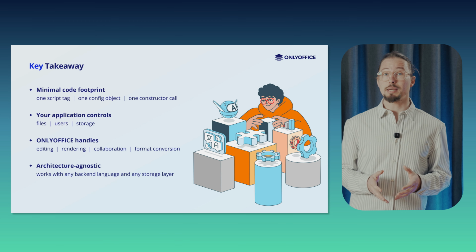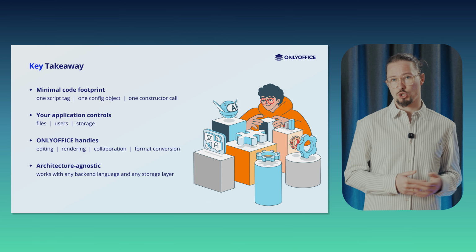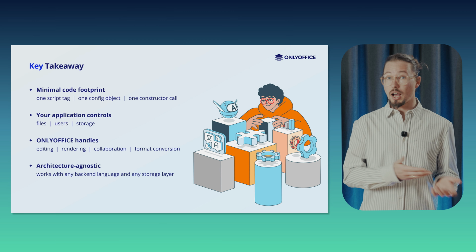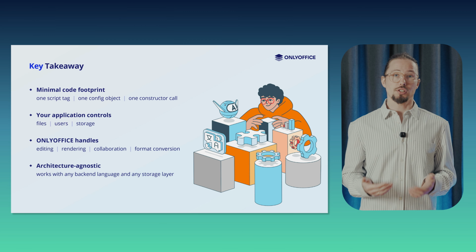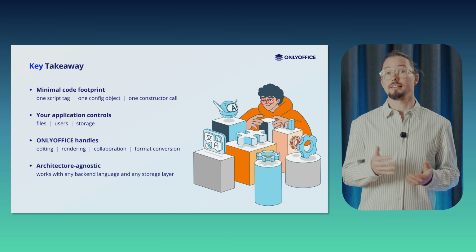Now, as you just saw, the embedding is minimal in terms of code, but the config object gives you a lot of control. The key takeaway here is that OnlyOffice doesn't dictate your architecture. Your app manages the files, the users, and the storage. The editors just handle the editing.